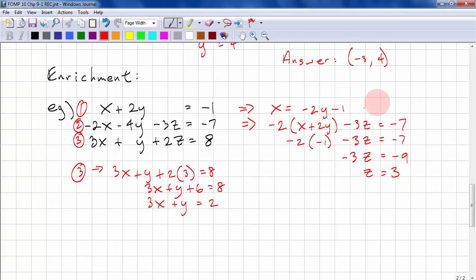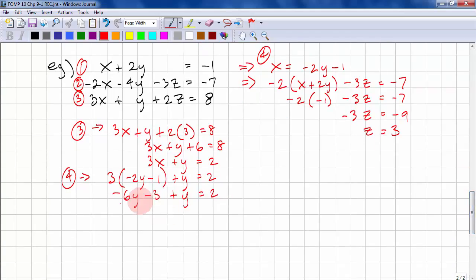Now, from this one, we'll call this 4. We're substituting 4 into here, so we have 3 times negative 2y minus 1 plus y equals 2. Distribute this, we have negative 6y, negative 3 plus y equals 2. Now we collect our like terms. Negative 6 plus 1, that's negative 5y. Negative 3 over to the other side becomes positive 3. 2 plus 3 is 5. 5 divided by negative 5 is negative 1.